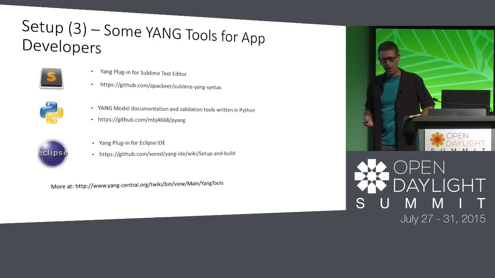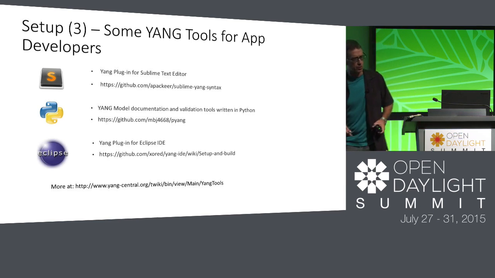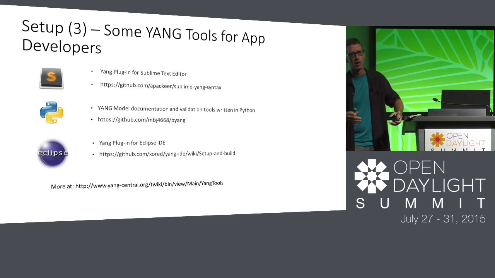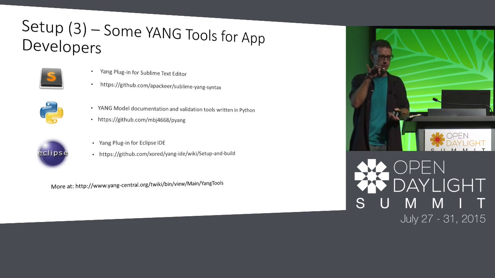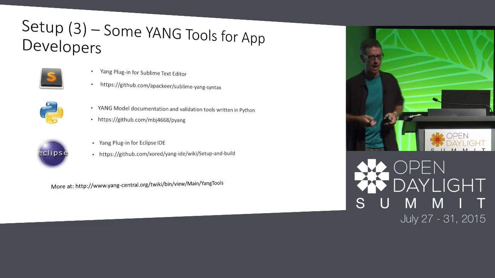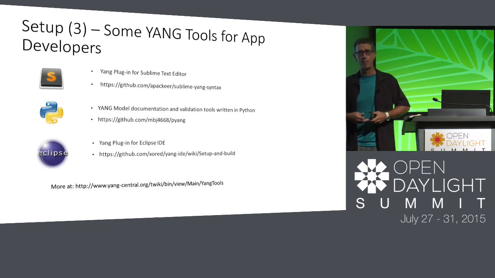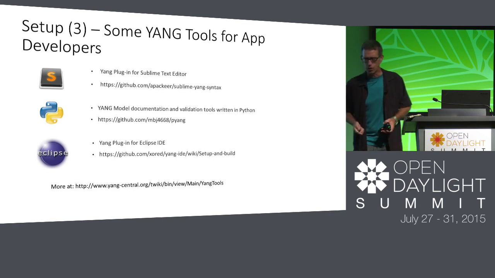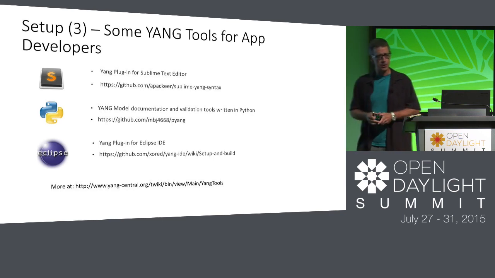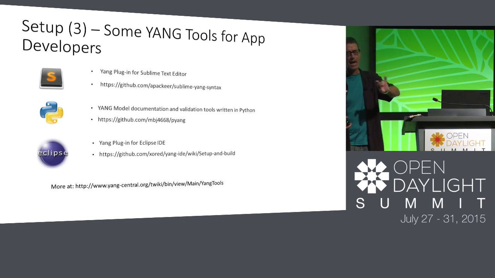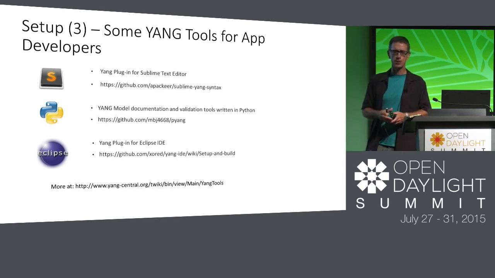Yang tools for app developers. This is clearly not an all-inclusive or exhaustive list. These are some of the things that I use. I use Sublime, and there's a plugin that helps you present Yang models in a reasonable, easy-to-read format, although Yang, of course, is human-readable. If we can have our text editors do a better job of presenting that, that's a good thing. Pyang is a tool that's used for validation, as well as presenting Yang models in a number of different formats, and that also obviously helps us understand.